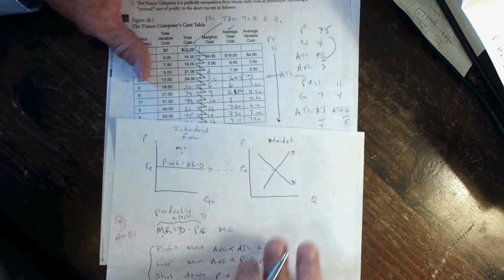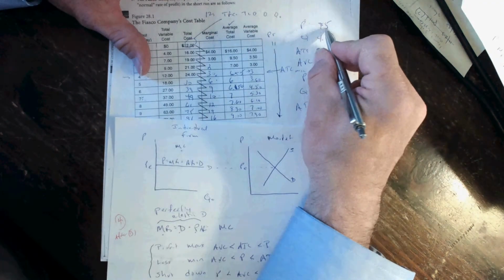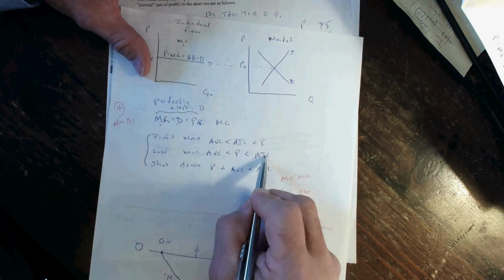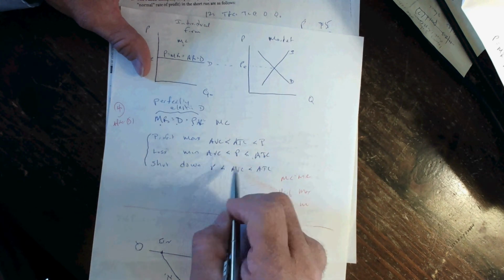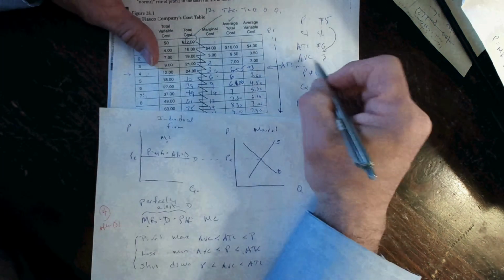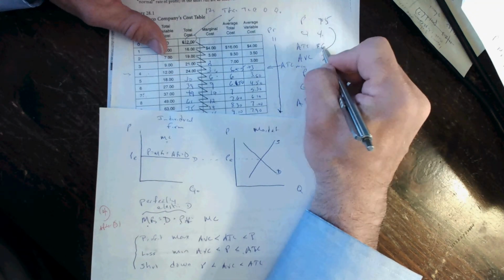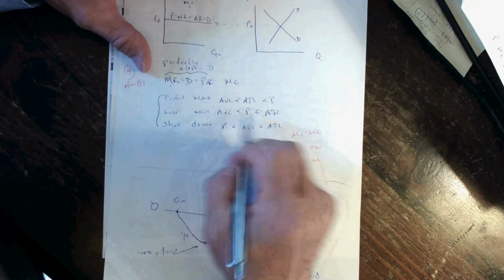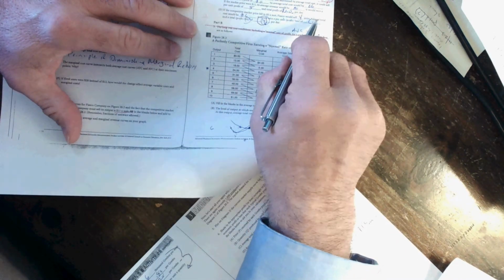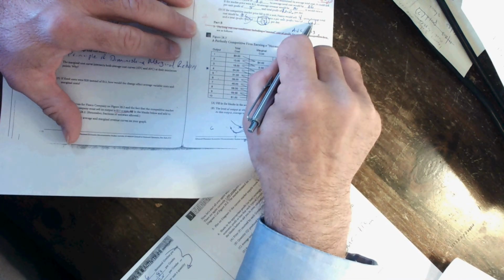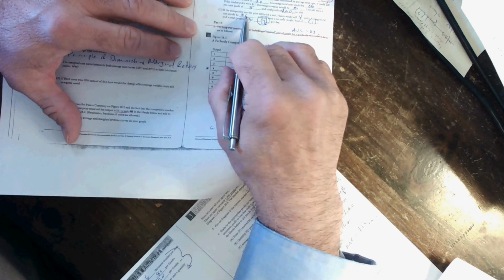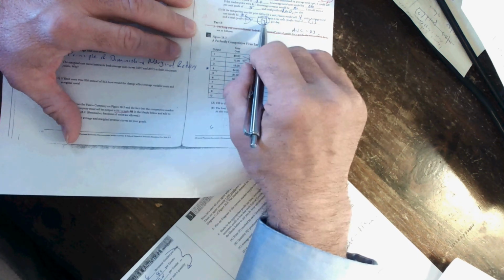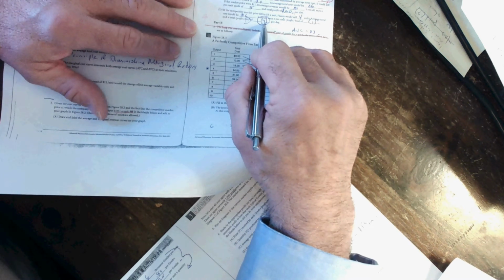But here we have average total cost of 6 and price of 5. So now price is less than average total cost. But is price greater than average variable cost, or is price less than average variable cost? Well, average variable cost is only 3, so price is between average total and average variable. This firm will loss minimize. This firm would be losing $1 a unit. The price is 5, the average total cost is 6, and it's doing that on 4 units. Its loss is $4.